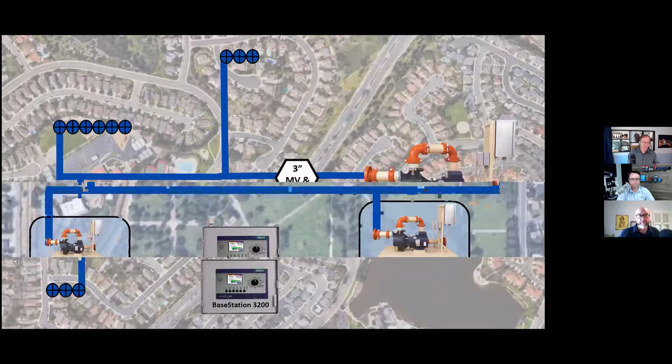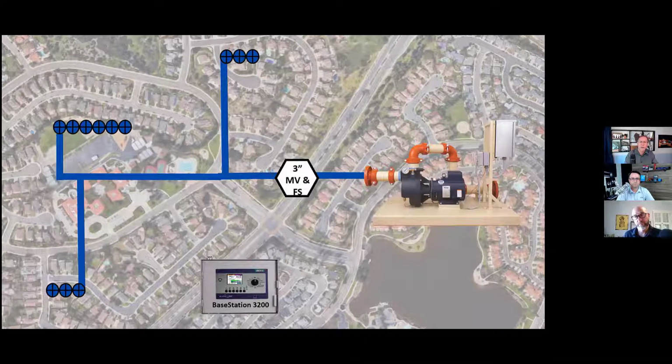Okay, here's an even more sophisticated one. So this configuration, I've got a single pump pulling from a lake, and this pump station is pretty big. This is capable of handling 120 gallons a minute. So it has to handle that 120 gallons a minute, we have a 3-inch master valve and a 3-inch flow sensor. Those are sized appropriately for 120 gallons a minute.